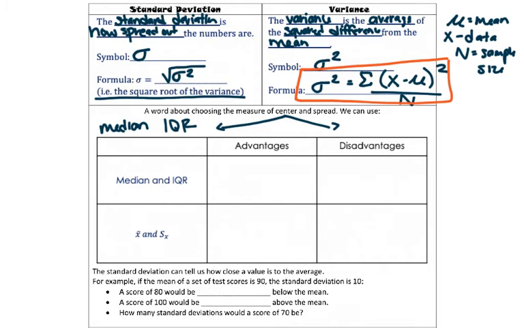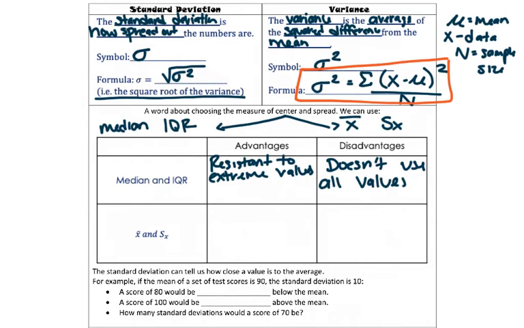Or you can look at the mean, or you can look at the spread, like standard deviation type stuff. Alright, so here's your advantages and disadvantages. If you're looking at median and IQR, it's resistant to extreme values. But the disadvantage is it doesn't use all your values.